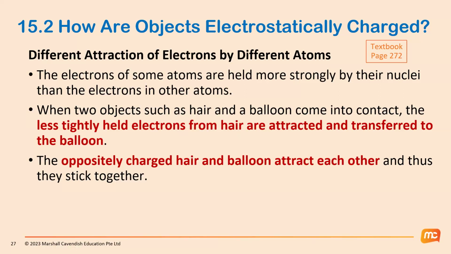Once the hair loses electrons, it becomes positively charged. On the other hand, the balloon, which has a stronger attraction for electrons, will attract the electrons from the hair, and the balloon now has excess electrons, so it becomes negatively charged. With the hair positive and the balloon negative, they are oppositely charged, and based on the law of charges, unlike charges attract, so the hair and the balloon will attract each other.